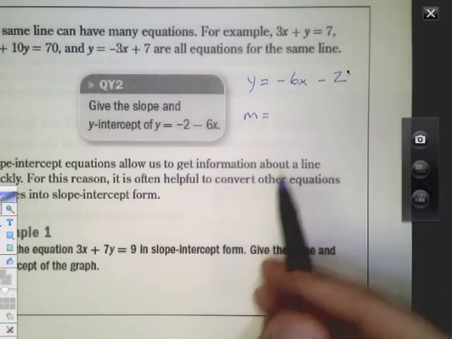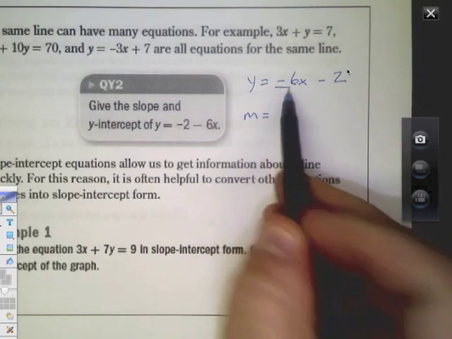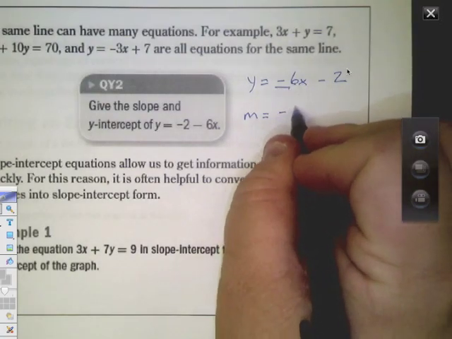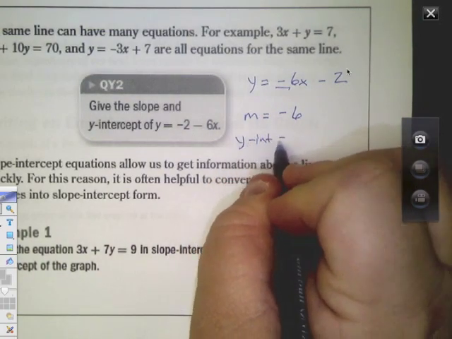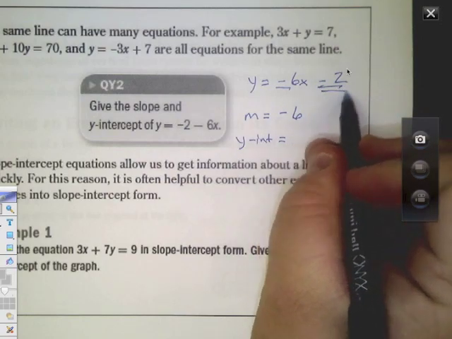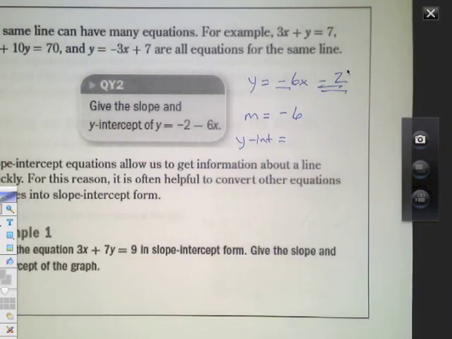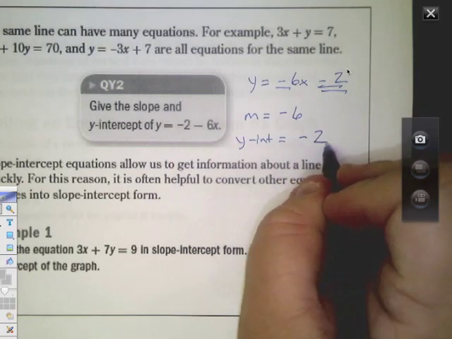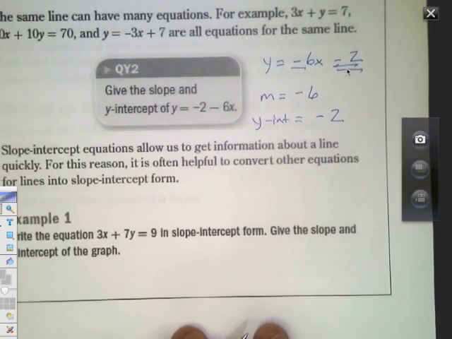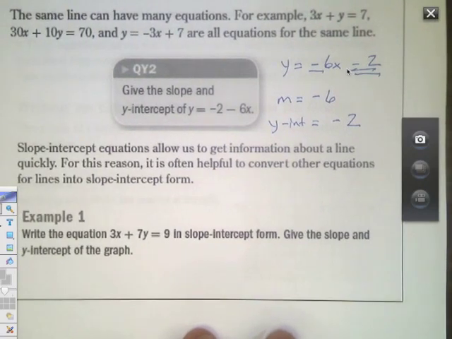So what we know is the slope is what's in front of the x. What's in front of the x? It is -6. My y-intercept is everything else, which is, in this case, -2.